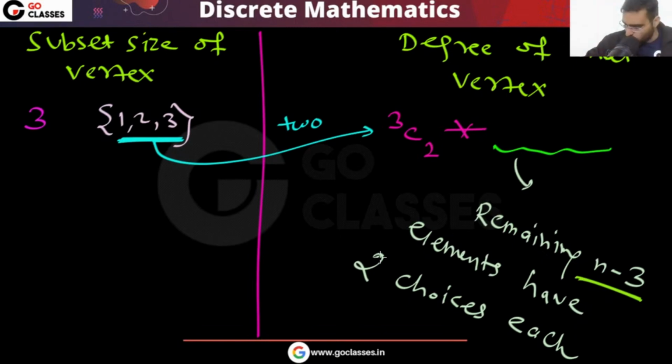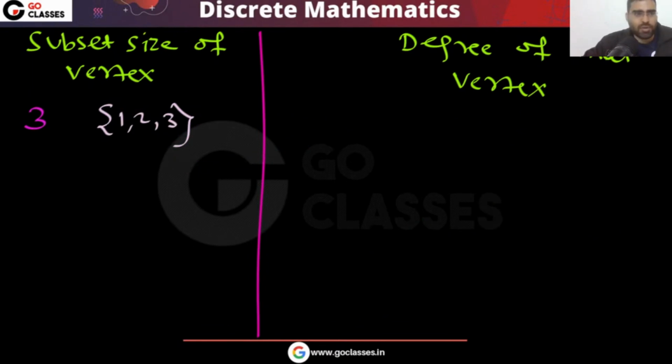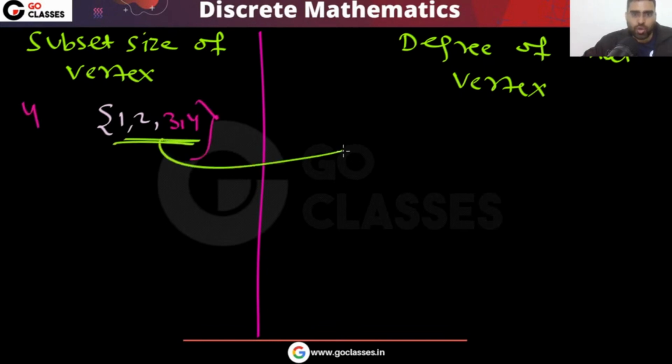Anyway, now tell me. You can notice the remaining n minus 3 elements, each of them has two choices. What about the next one? If you have subset size 4, then what will happen? From these 4 people, you take two people.